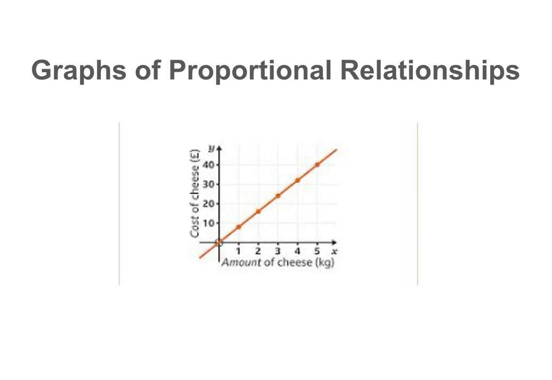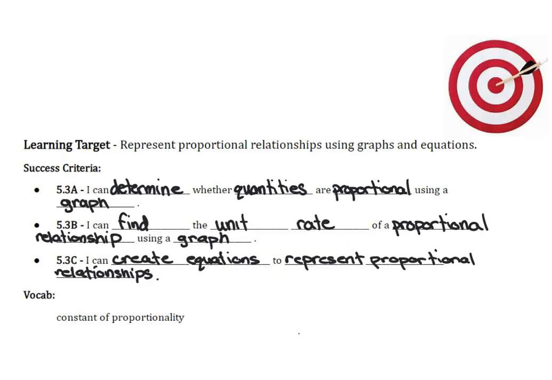Here is your lesson for Chapter 5, Lesson 5, Graphs of Proportional Relationships. Your learning target for this lesson is to be able to represent proportional relationships using graphs and equations. And your success criteria is to be able to determine whether quantities are proportional using a graph, to find the unit rate of a proportional relationship using a graph, and to create equations to represent proportional relationships.